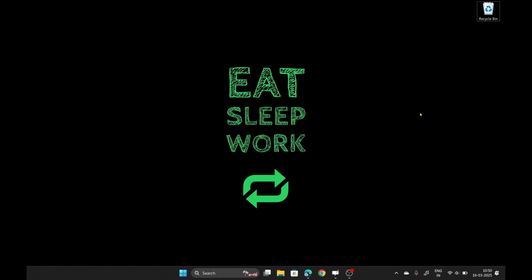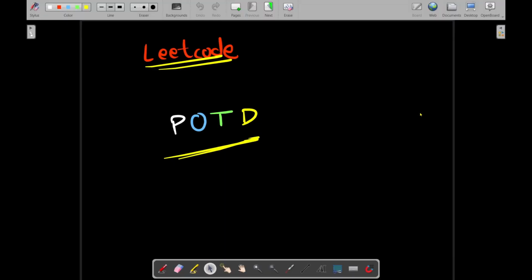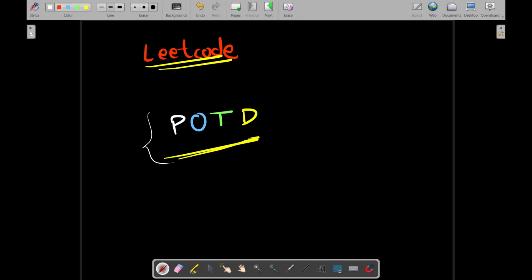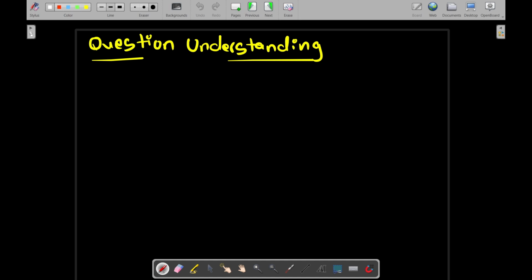Today we are back again with another Leetcode problem of the day, and we are going to understand the question right from scratch, and we are also going to understand the code of the problem. So let us directly move towards the understanding of the question.